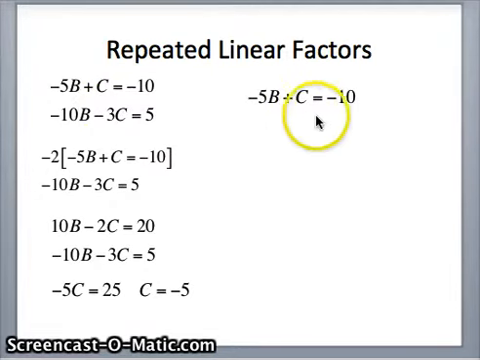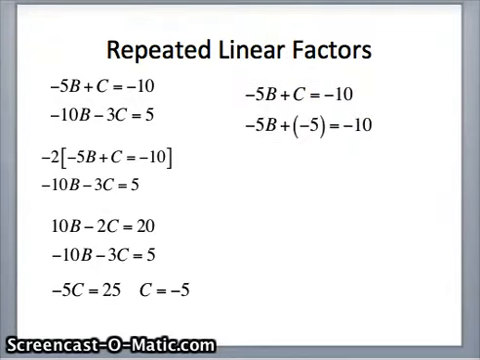Negative 5b plus c is negative 10. Let's plug the c equals negative 5 into that equation. Negative 5b plus negative 5 equals negative 10. Let's go ahead and add the 5 to both sides. So negative 10 plus positive 5, adding 5 to both sides gives me negative 5. Negative 5b is negative 5, so b equals 1. So we have b and c.